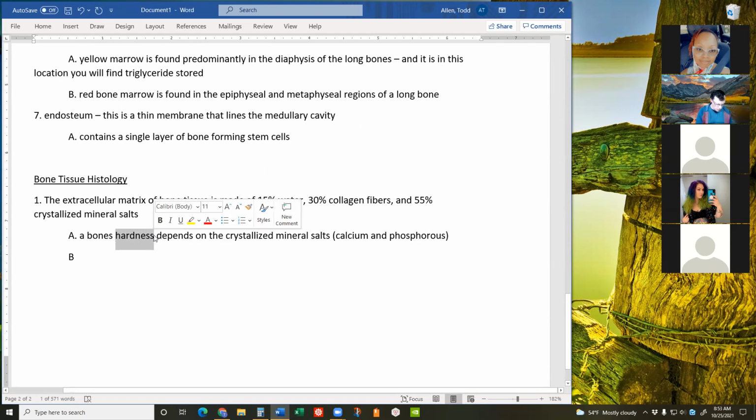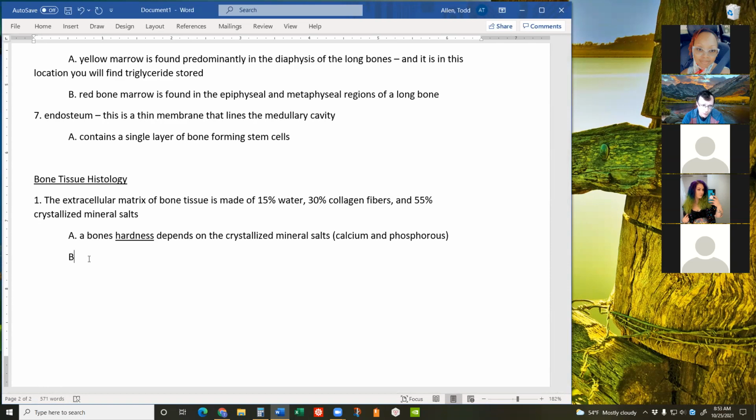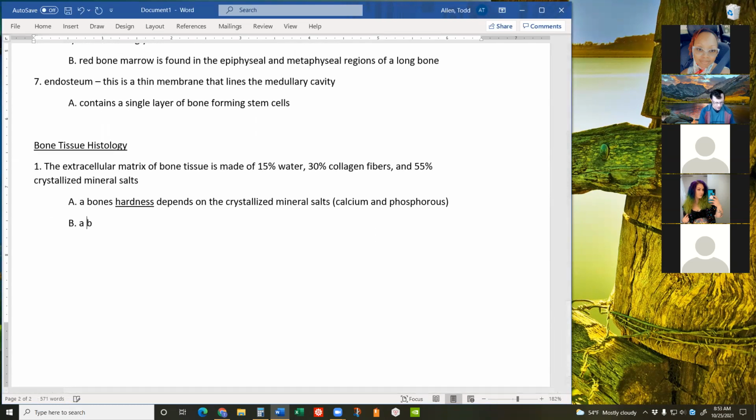If you think about your bones, they are hard. They're pretty tough, durable objects. It's not like you can't injure bone. Of course you can injure bone, but bone tends to be pretty hard stuff, particularly for folks that are young, okay? So bone's hardness depends on the composition of the crystallized mineral salts.